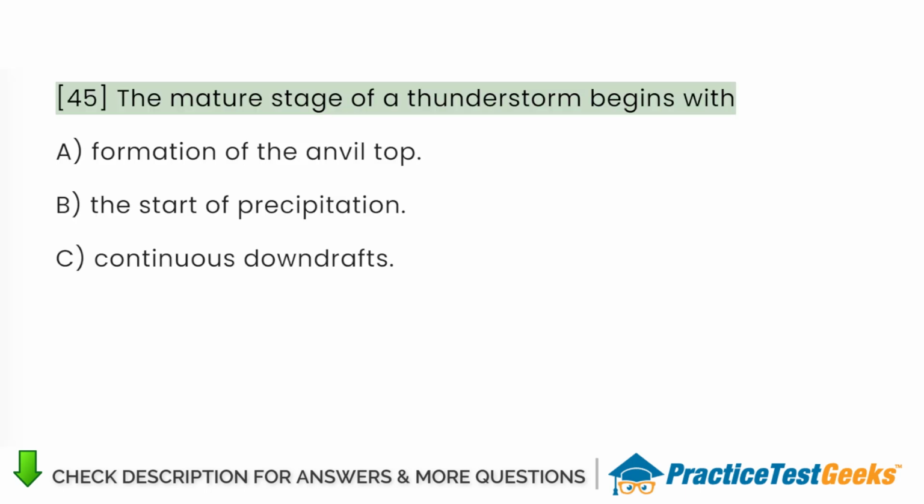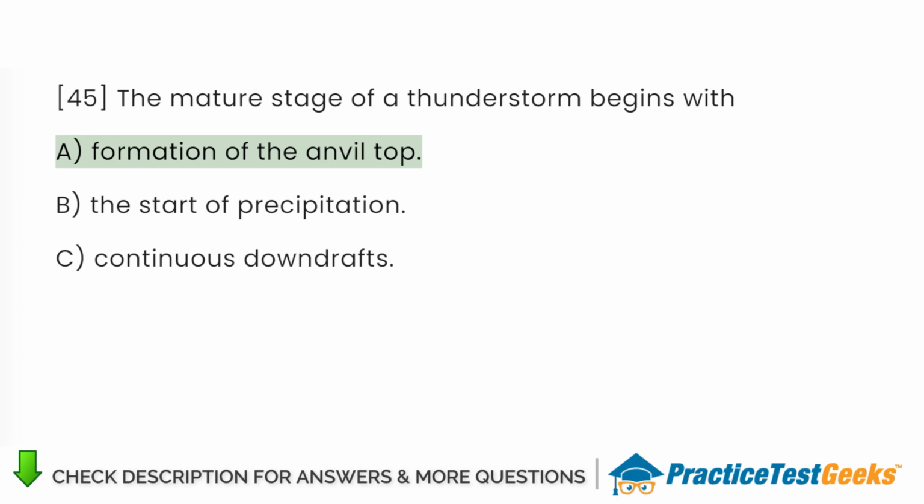The mature stage of a thunderstorm begins with A. Formation of the anvil top. B. The start of precipitation. C. Continuous downdrafts.